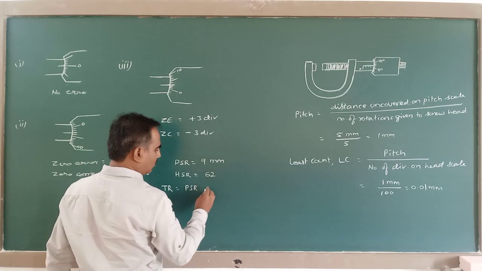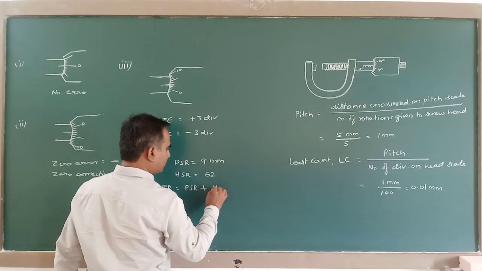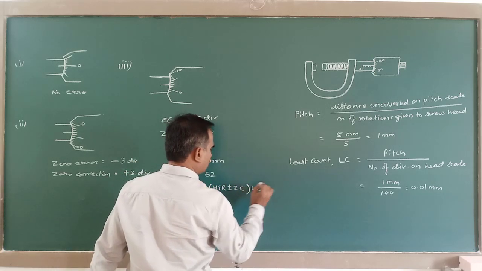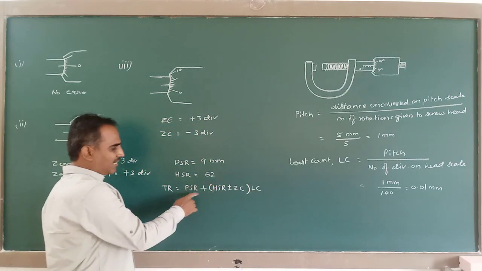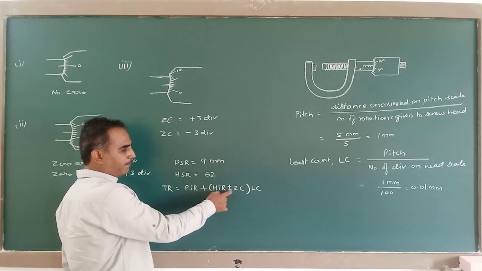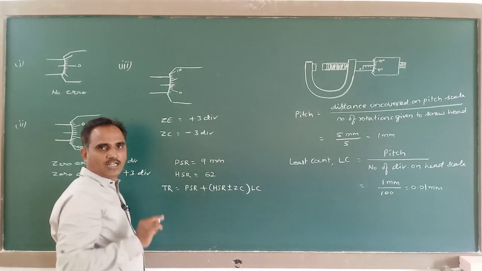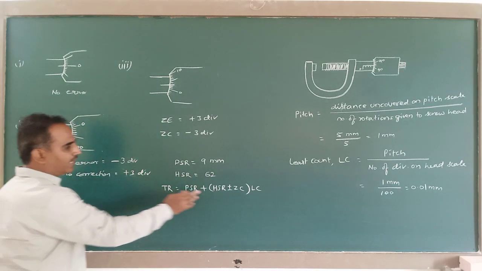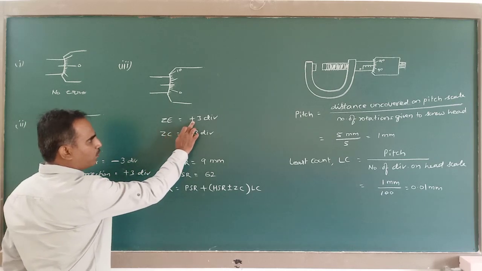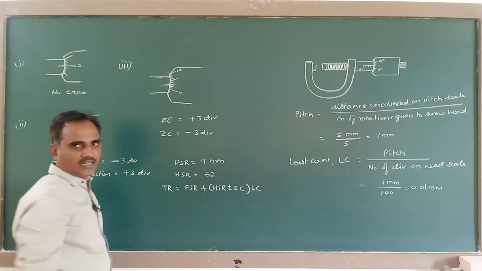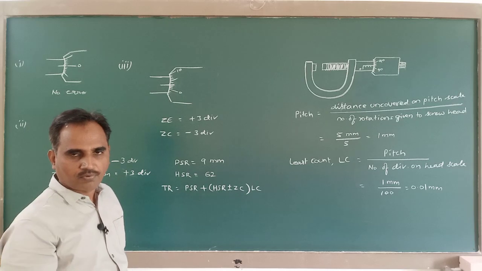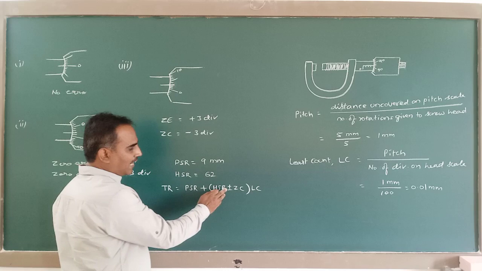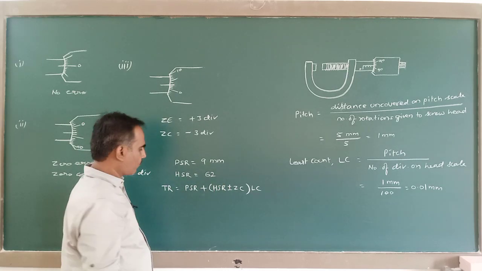with this formula. Pitch scale reading plus head scale reading plus or minus zero correction. Plus or minus: if the error is negative, correction is positive, you will get plus sign. If the error is positive, correction is negative, you will get minus sign. Either plus or minus, for a given instrument, it is constant. So you have to take either plus or minus.